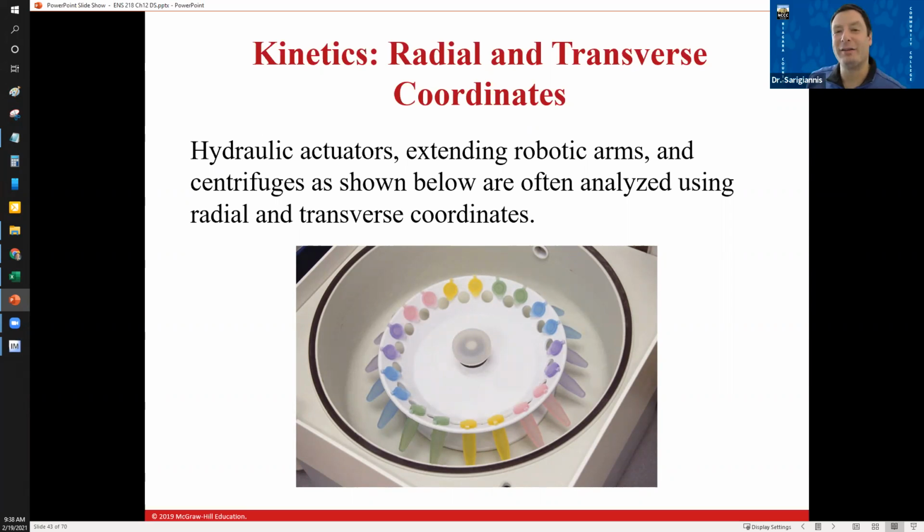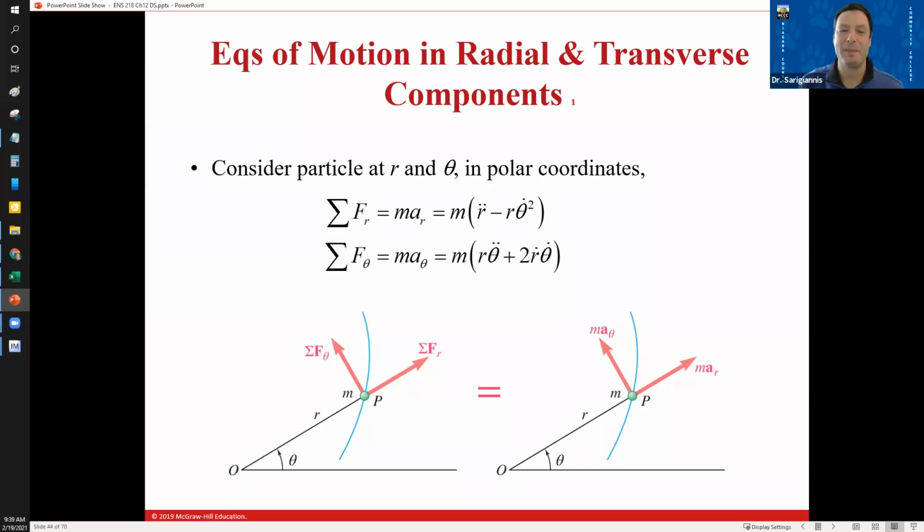All right, so let's talk about radial and transverse coordinates. I think this is the shortest section because everything is basically the same except we just see the equations. You would encounter this in a lot of different scenarios where you're spinning something, or something's rotating about a point. So, hydraulic actuators, robotic arms, the centrifuge down here. And this is radial and transverse coordinates.